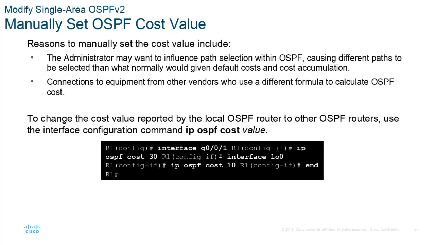I can manually set the cost value myself. I can go to interface G0/0 and say IP OSPF cost 30. Just manually determine the number myself, and it'll punch it right into the table. That loopback interface, I can manually make it 10 instead of the default of 1. This is useful when you have a mixture of different vendors' products and they might not be totally consistent with each other. You can fix problems in this fashion.